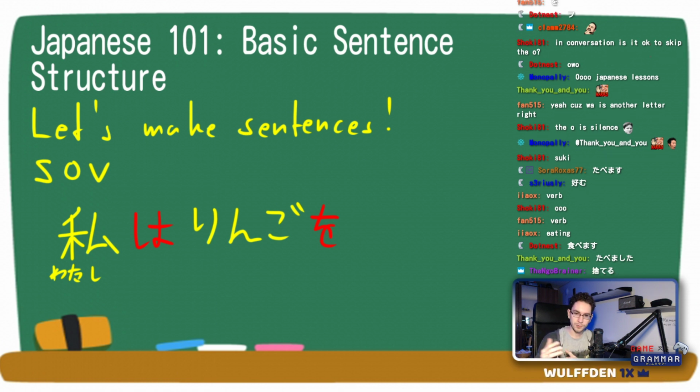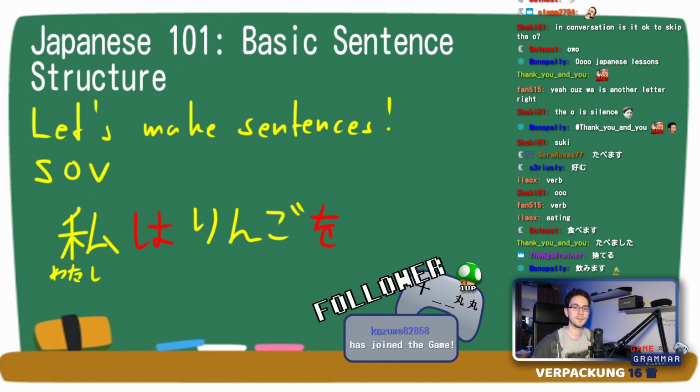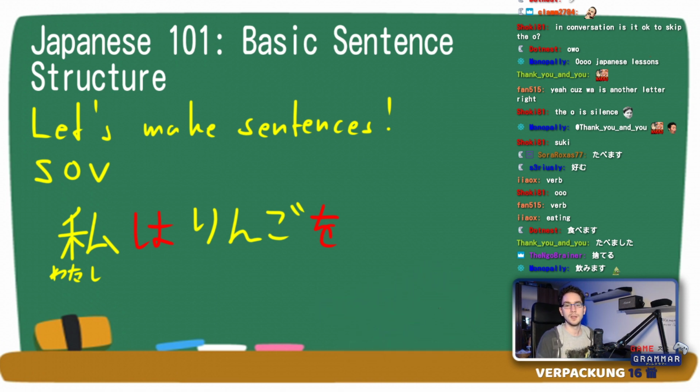What is important to me is that you understand that we need to add some sort of verb, right? Kazuma-san, thank you for following. Welcome. Yeah, so the important part is it has to be some sort of verb to complete this structure.